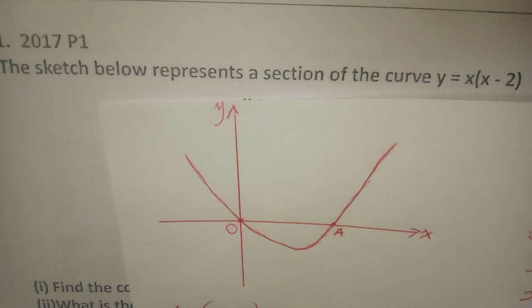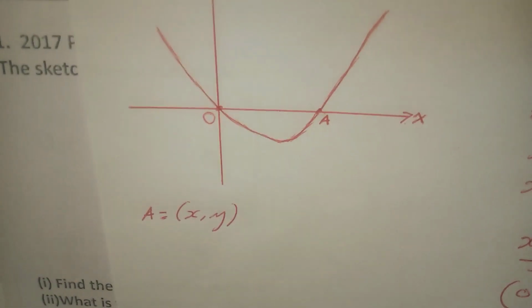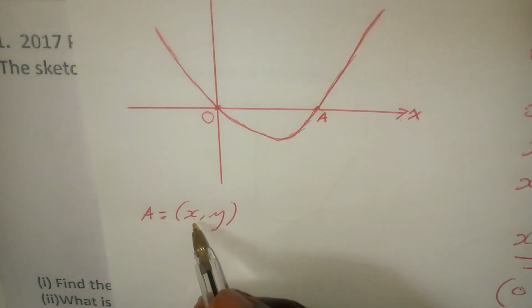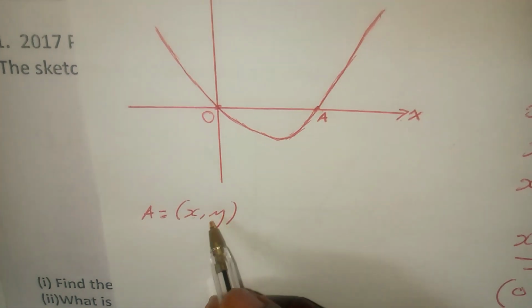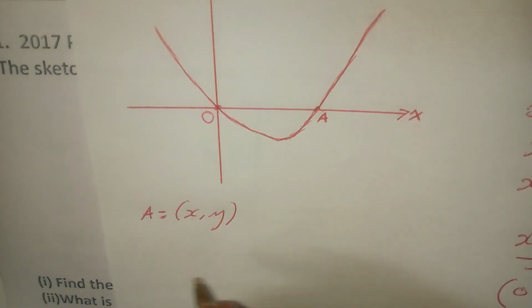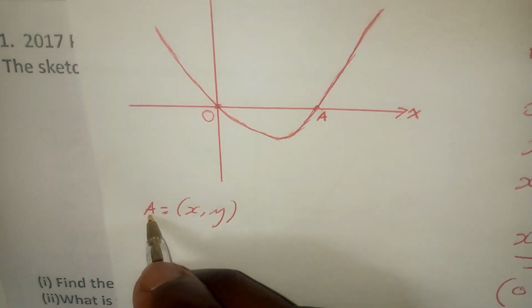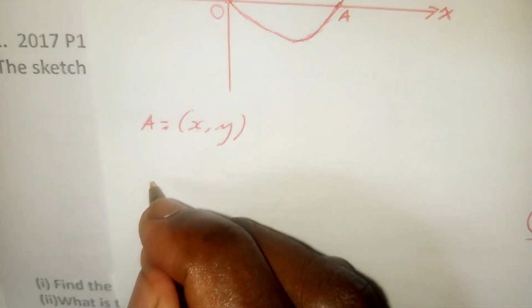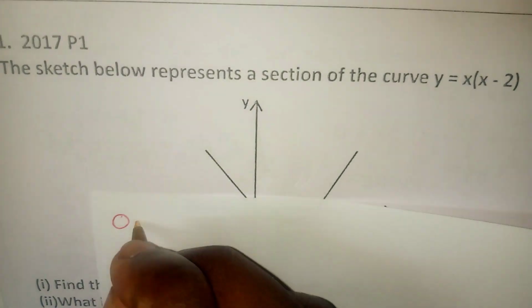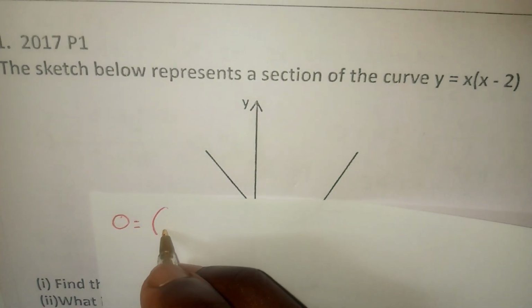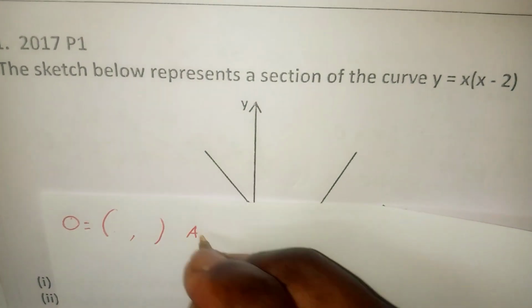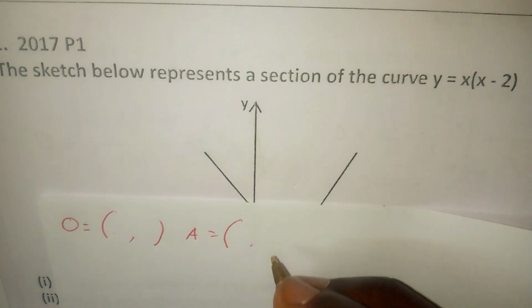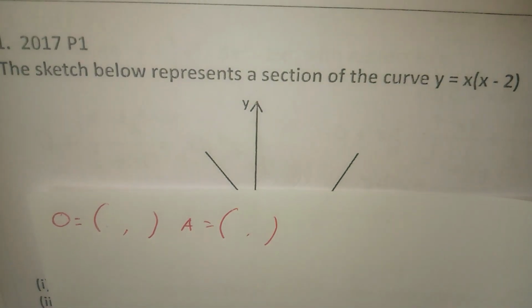Now when we're talking about coordinates, we should look at something like this. If this is our point A, it should have x coordinates and y coordinates. Okay, it should have 2 coordinates, or 2 numbers inside the brackets there. So I've got point O, okay? We need to have 2 coordinates here, and for A, we also need to have 2 coordinates there. So this is how it will look.